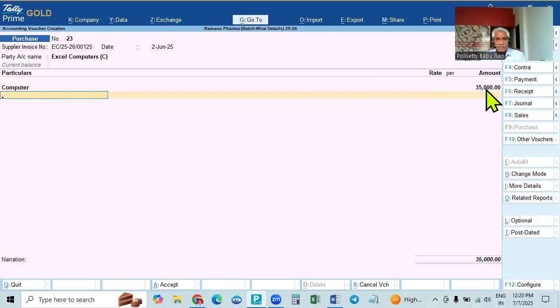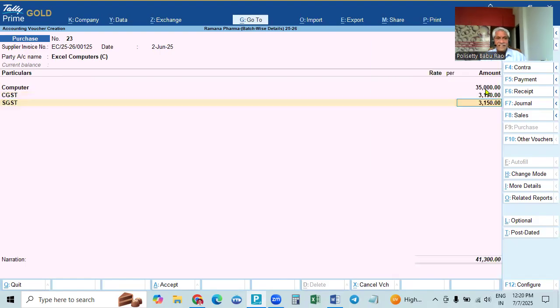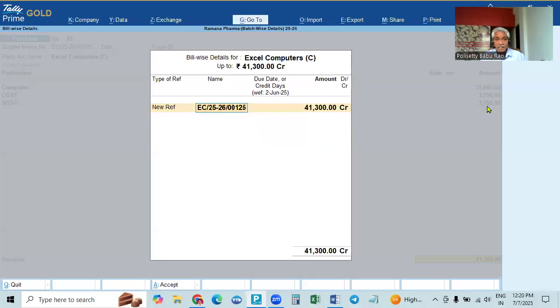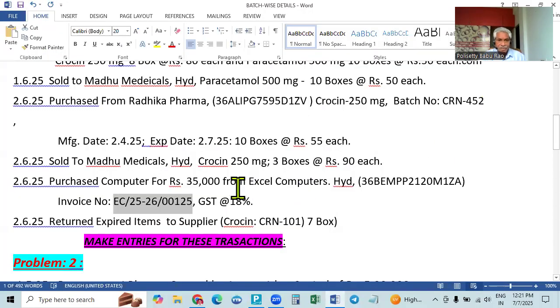If you have another ledger, another asset or anything, we'll enter that also. And after that, GST also can be entered here. So CGST and SGST. See the difference. Why are we using purchase here? Because for calculation of this tax, automatically we enter here. If there is no tax, GST is not there, then this can be entered. This is a purchase on credit. This will be entered in the journal voucher. So that's all. This is the bill wise details. That's all.